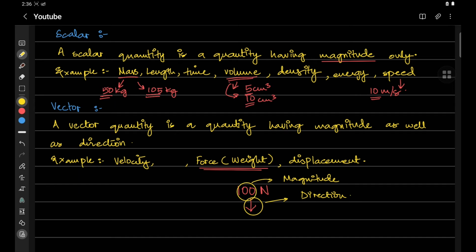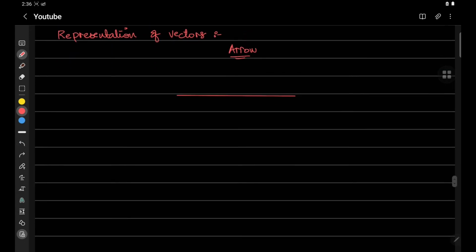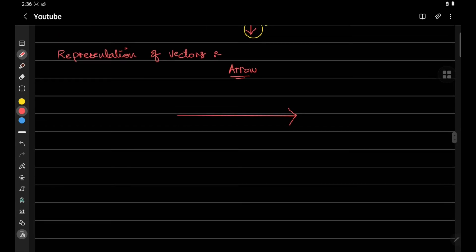All right. One more thing about vectors that we need to keep in mind: we always use an arrow to represent a vector. All right, so representation of vectors, an arrow. We always use an arrow to represent a vector. Why do we do that? Let's talk about it. So let's suppose this is an arrow. All right.